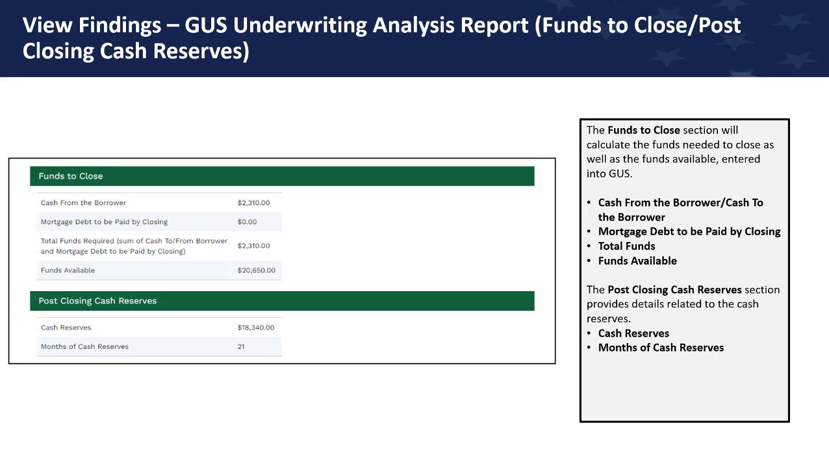The post-closing cash reserve section provides details related to the cash reserves. Cash reserves represents the borrower's available cash after closing. Months of cash reserves is the amount of cash reserves available divided by the proposed PITI, including annual fee for the first year. Cash reserves can represent a strong compensating factor in the credit and risk evaluation by GUS.